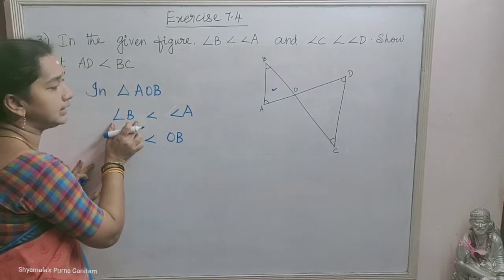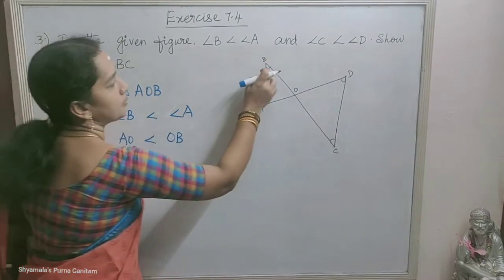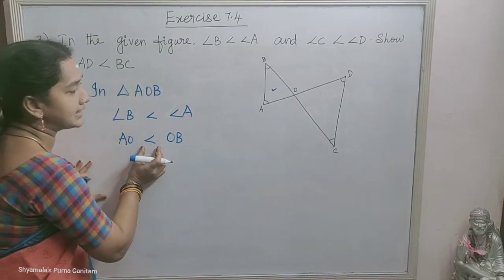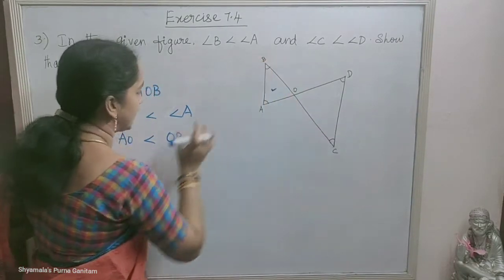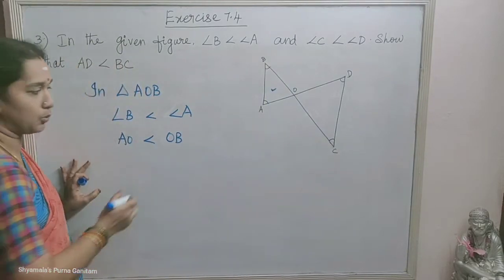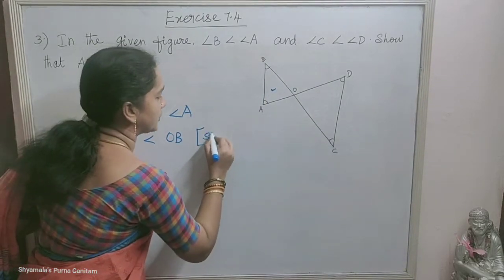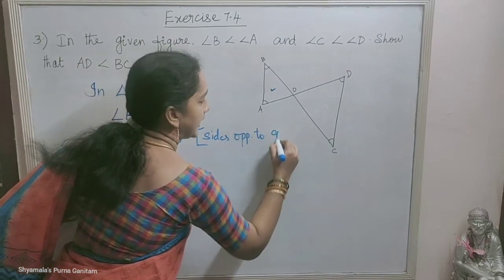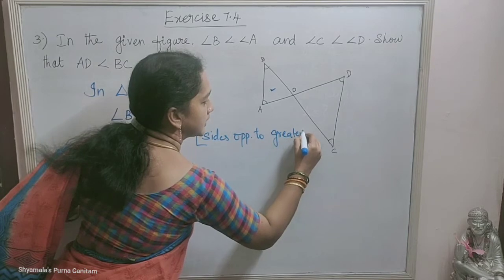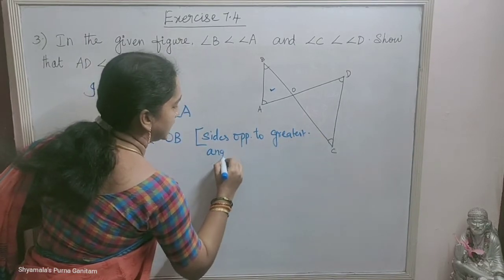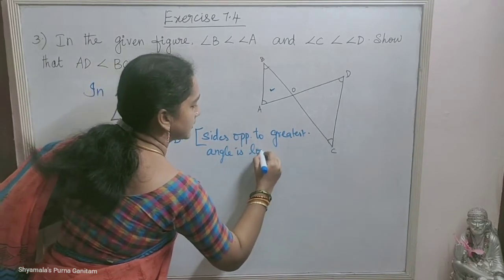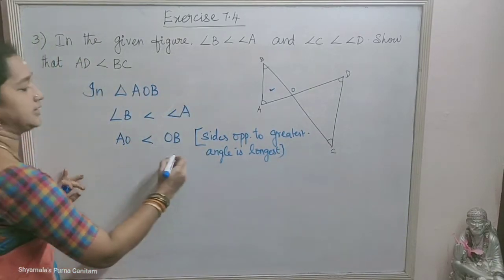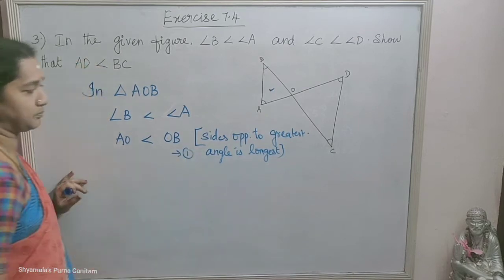Okay, so opposite to angle B is length AO. That length is less than OB. So OB is longer than this AO. So this is with the property that the side opposite to the greatest angle is longest. So with this property we are doing this. Okay. So this one we will take as the first statement.